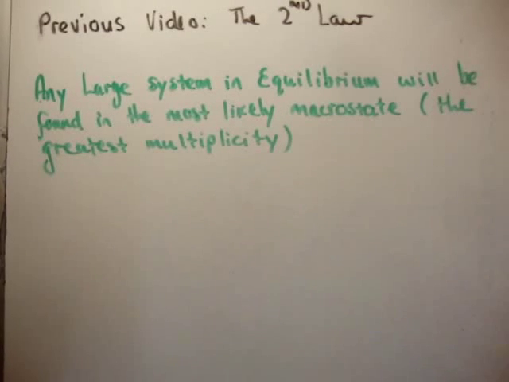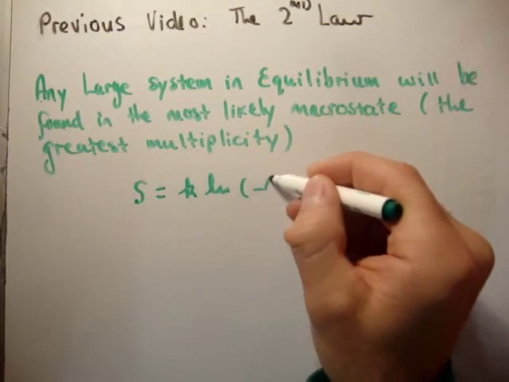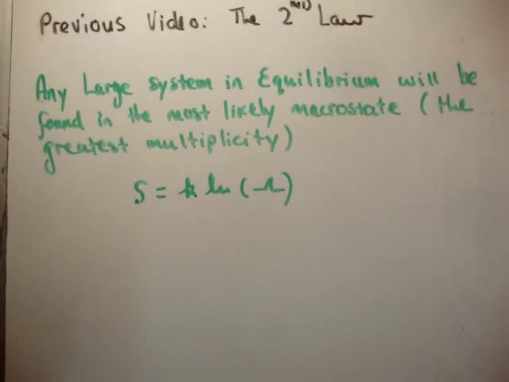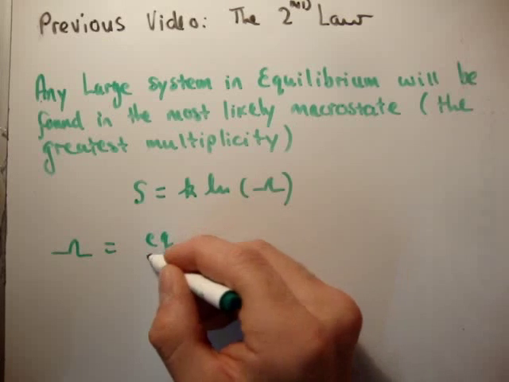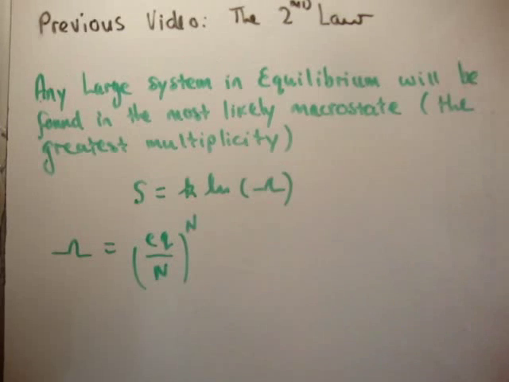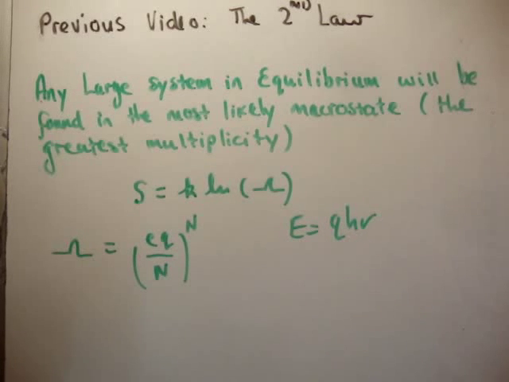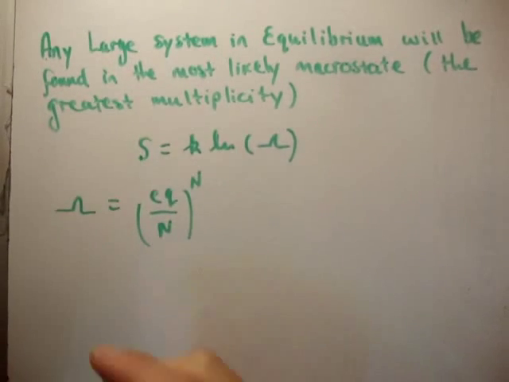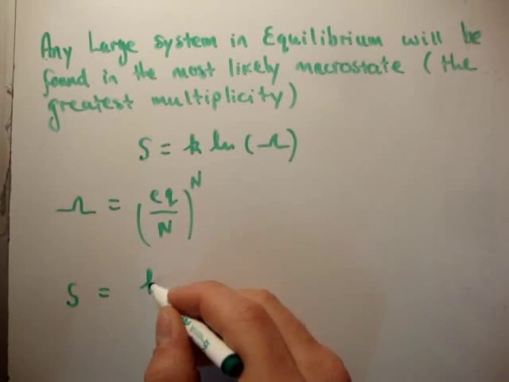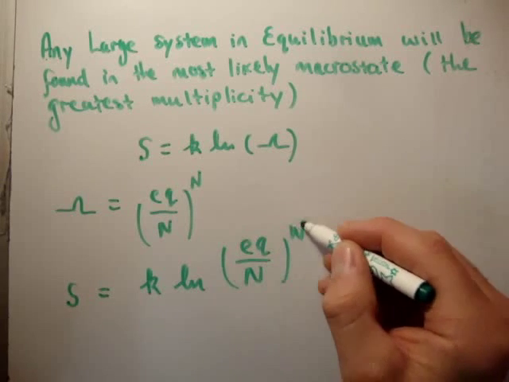So let's go ahead and take an example. I'm going to plug in the actual equation. S is equal to k times the natural logarithm of the multiplicity. So in previous videos, we showed that the multiplicity of an Einstein solid is equal to (eq/N)^N, where N was the number of units of energy in the solid, and the total energy was equal to q times h nu. But I'm just going to ignore h nu for the moment, because it's only a constant. So let's get the natural logarithm of it, and so S is equal to k times the natural logarithm of (eq/N)^N.